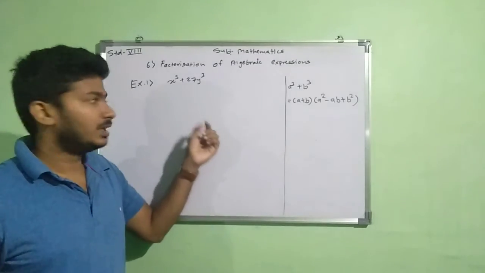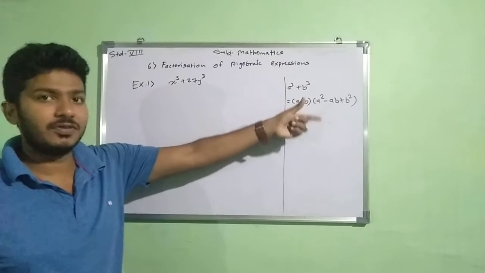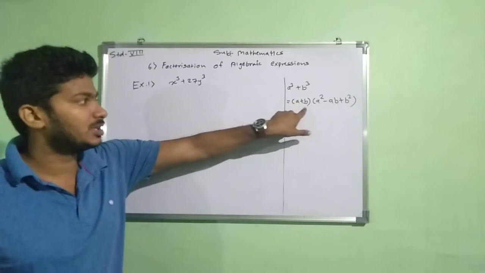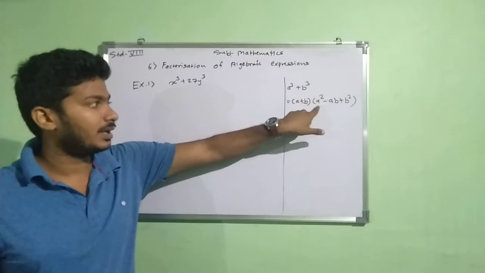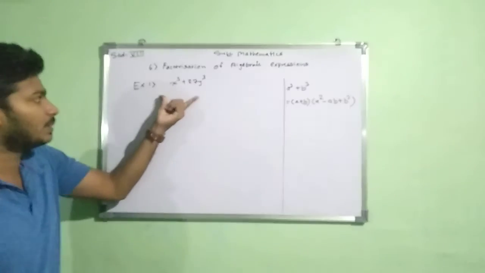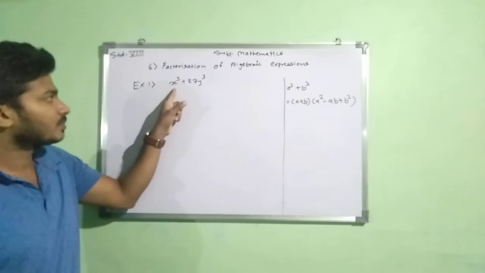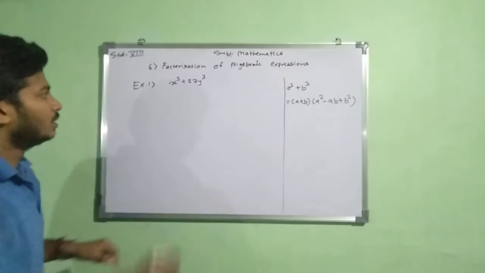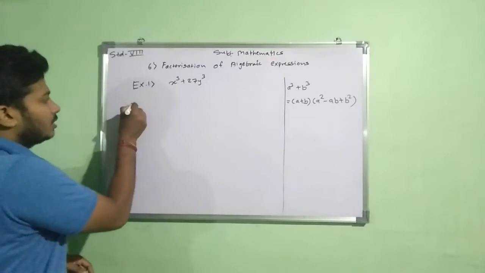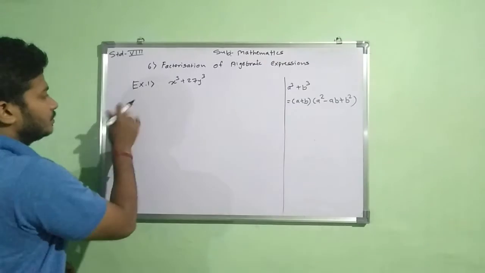Now we will solve some examples based on the a cube plus b cube formula. The formula I have written over here is a plus b inside the bracket and in another bracket a square minus ab plus b square. Suppose this is our example. We have to find the factors of x cube plus 27y cube. So first we need to write that term in the form of a cube plus b cube.